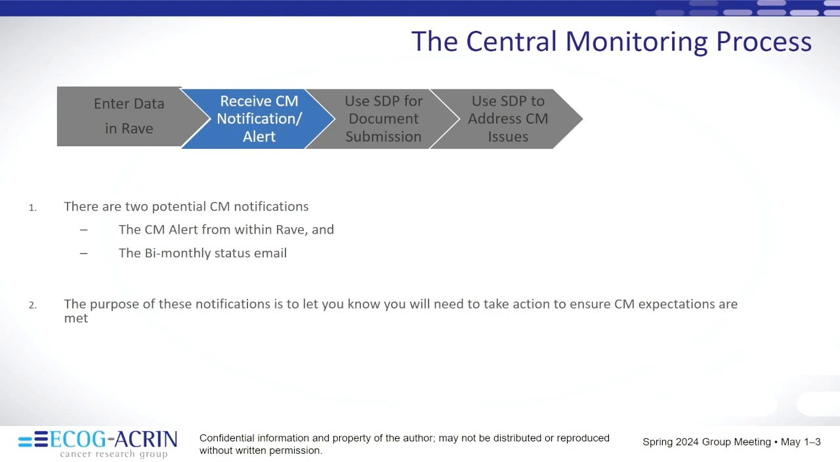There are 2 potential CM notifications. The CM alert within RAVE is one, and the other is a bi-monthly status email. For the 2 protocols we have active, we send an email alert to all sites when we select new cases. There isn't a notification system between RAVE and email, so I know it's difficult to know when that happens. So we send a follow-up email to ensure you are actively aware of what's happening.